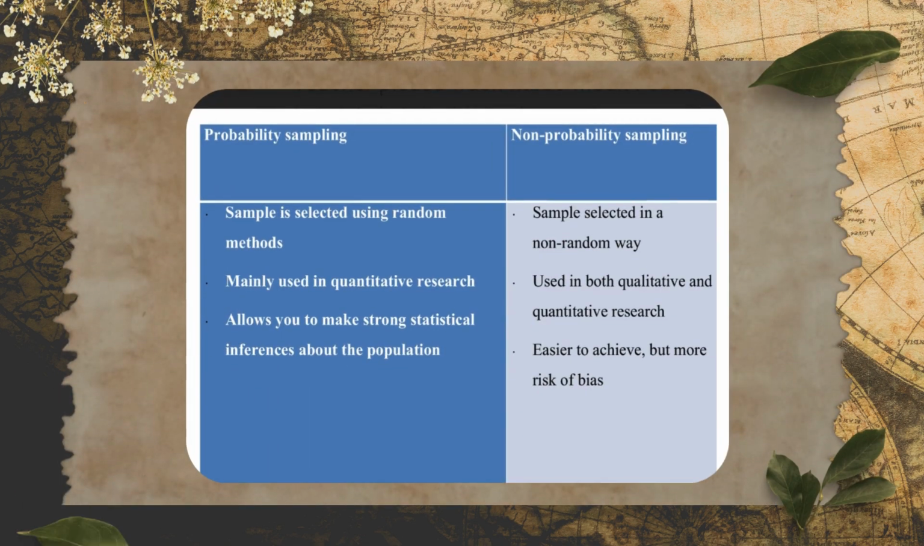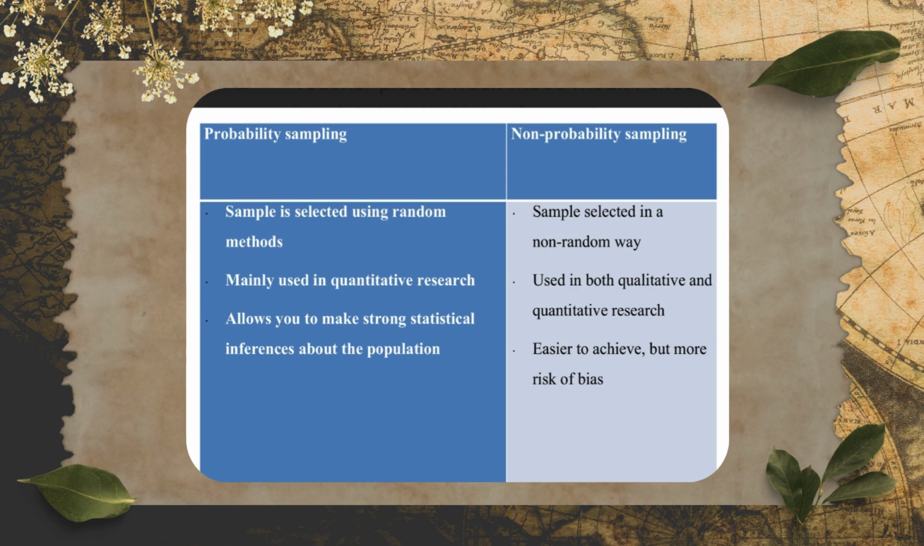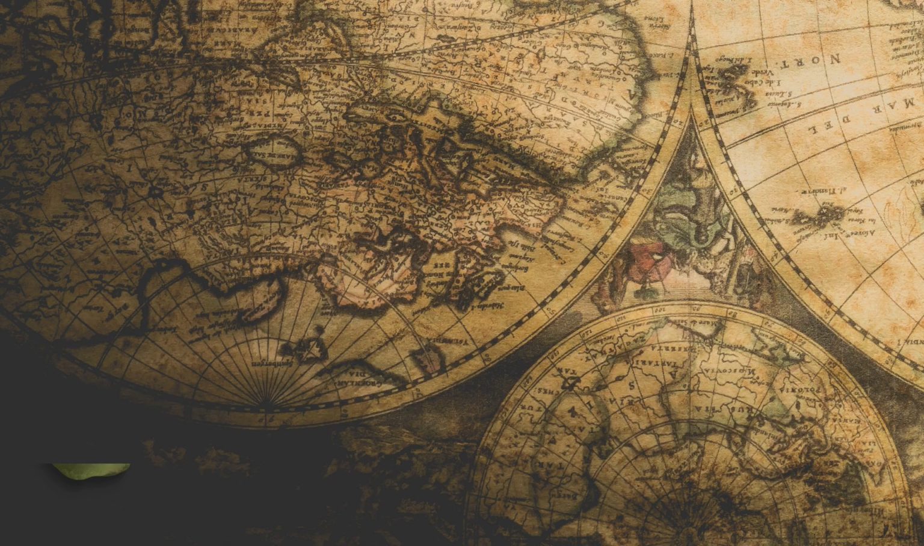Probability sampling: the sample is selected using random methods, mainly used in quantitative research. It allows you to make strong statistical inferences about the population. Non-probability sampling: the sample is selected in a non-random way, used in both qualitative and quantitative research. It is easier to achieve, but carries more risk of bias.